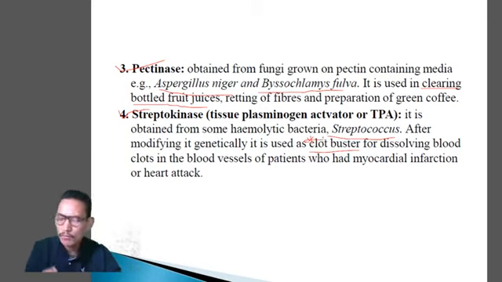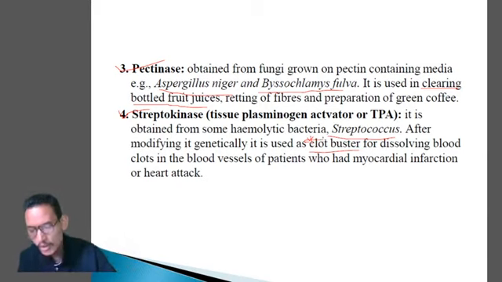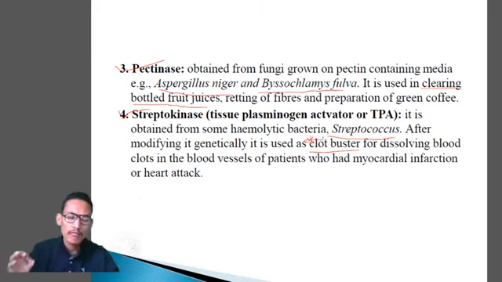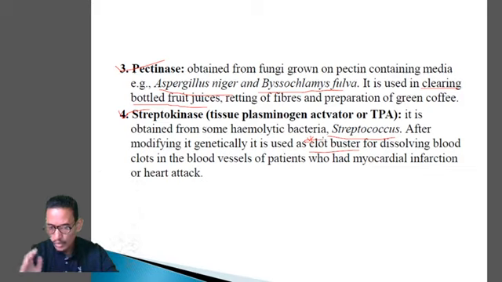This is very important. So which enzyme is used as a clot buster? You have to answer streptokinase, obtained from the bacteria Streptococcus. It is used in removing blood clots from the blood vessels. So these are the names of the 4 enzymes which are being produced with the help of microbes.